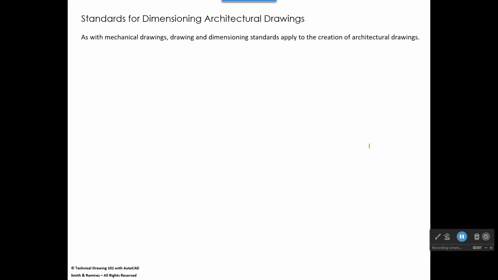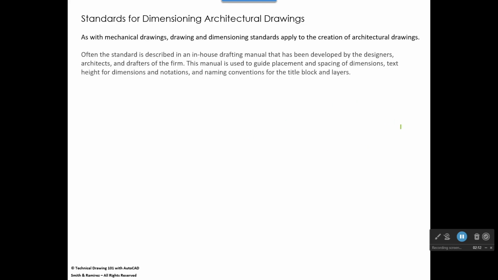As with mechanical drawings, there are some standards that apply to the creation of architectural drawings. Often in an architectural office, rather than having a formal standard that was produced by an outside agency, they may have an in-house drafting manual that was developed by their own designers and architects and drafters. This manual is used to guide the placement and spacing of dimensions, text height for dimensions and notes, and naming conventions for the title block and also on layers.